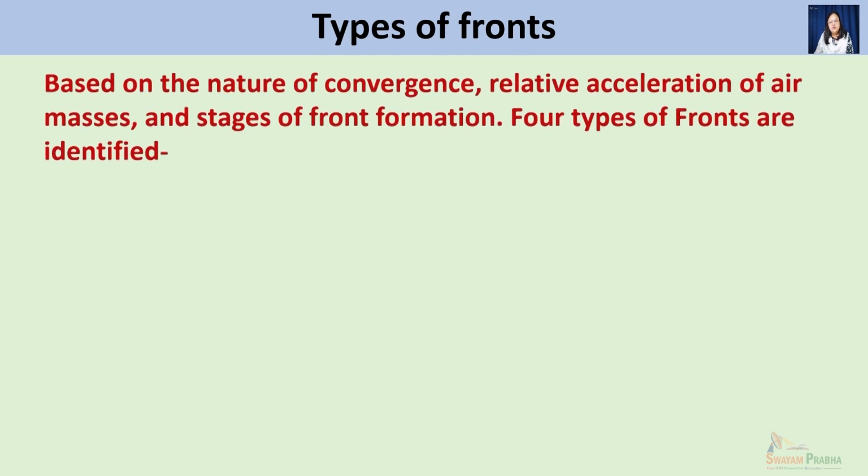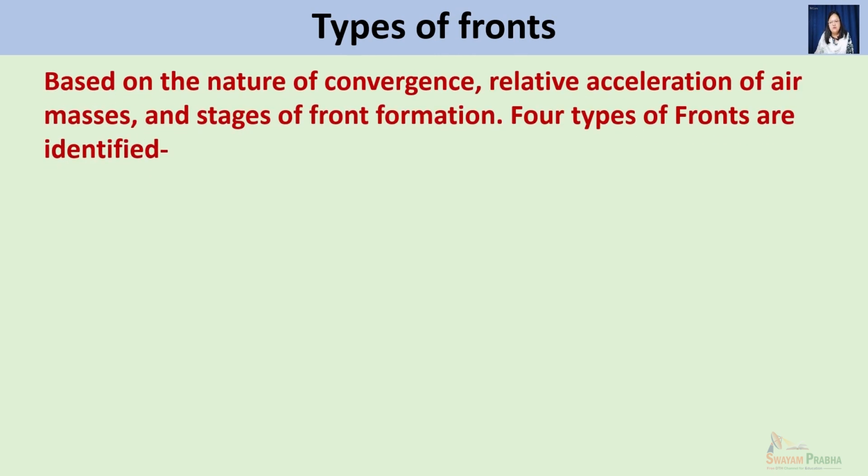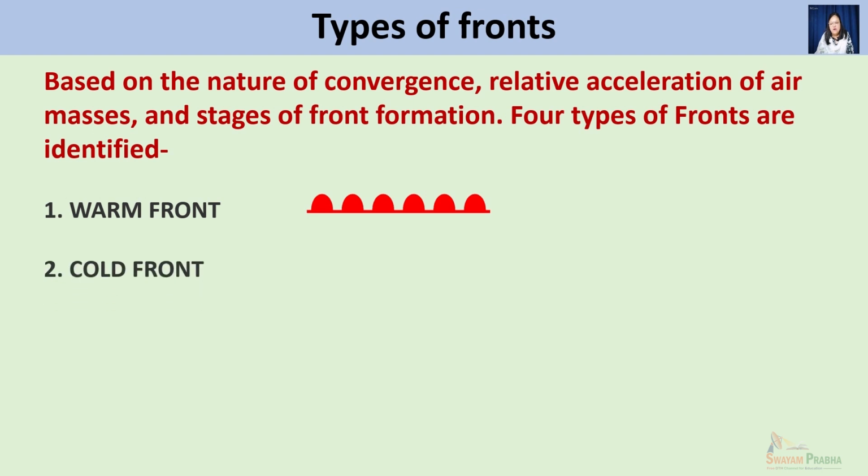Types of fronts. Based on the nature of convergence, relative acceleration of air masses, and stages of front formation, four types of fronts are identified. The first one is warm front, where the warm air becomes aggressive and leads to the creation of fronts. So in climatology, various meteorological symbols are used to depict the different types of fronts, which are mainly used for weather monitoring and forecast purposes. So for warm front, you have this particular type of symbol where red rounded structures are formed over this particular line. Then second, you have cold front, where the cold air becomes aggressive and leads to the formation of front. So generally they are depicted by blue conical structures over the line.